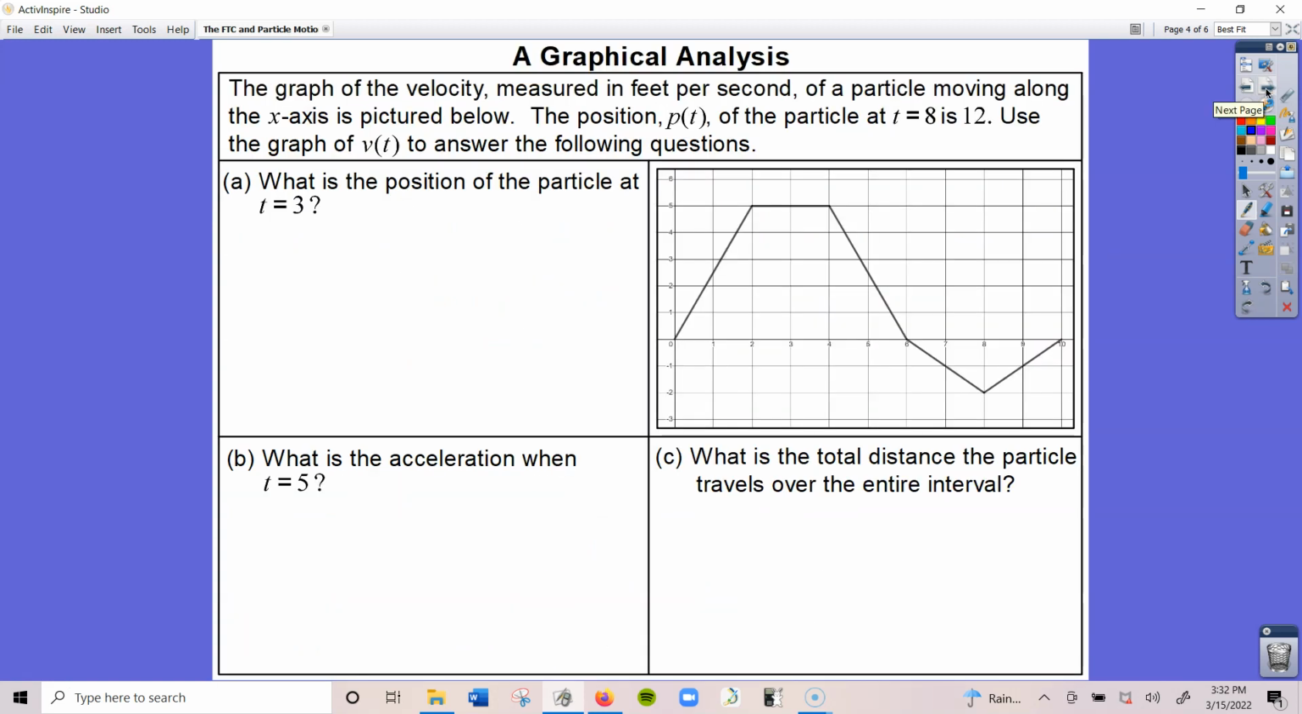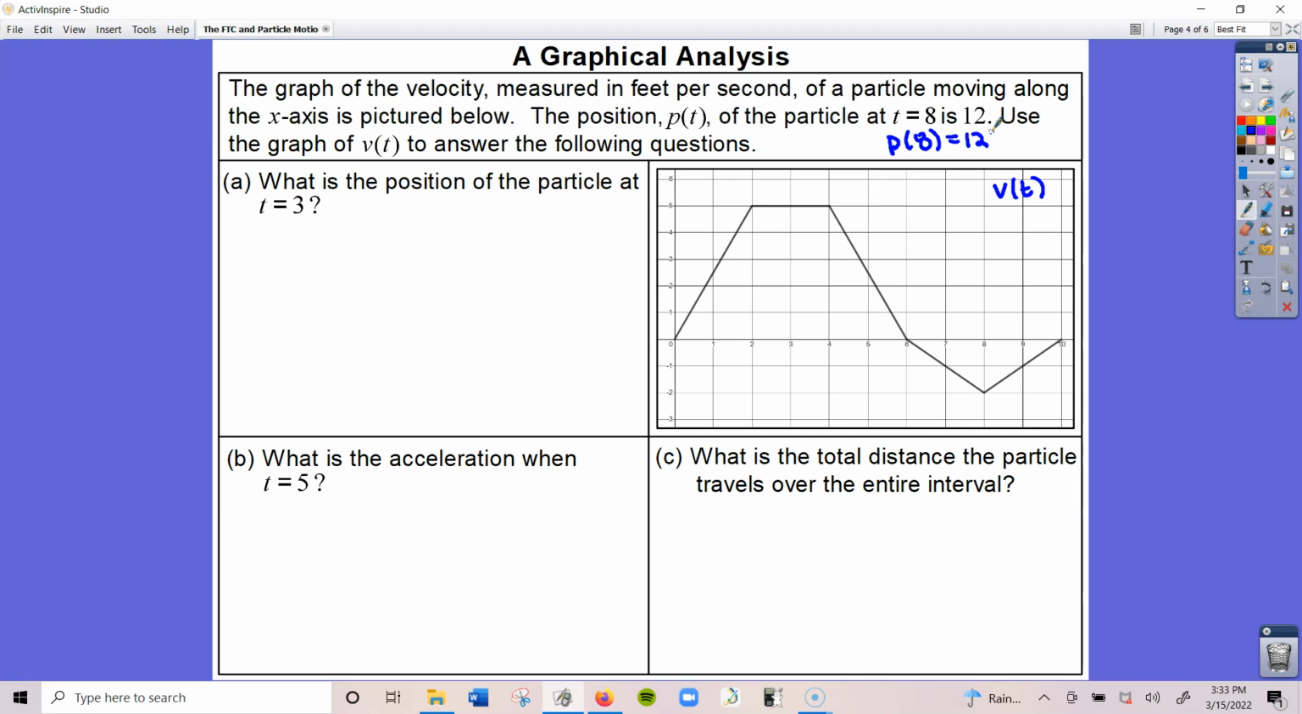Now let's have a look at how we can relate our particle motion and integration when it comes to graphs. The graph of the velocity measured in feet per second of a particle along the x-axis is pictured below. So this is the velocity graph. So I'm just going to label this so I don't forget what I'm looking at. The position P of t of the particle at t is equal to 8 is 12. So what that's telling me is that P of 8 is equal to 12.